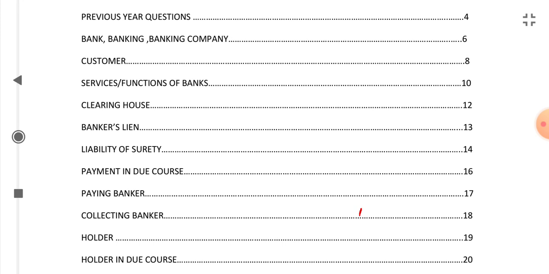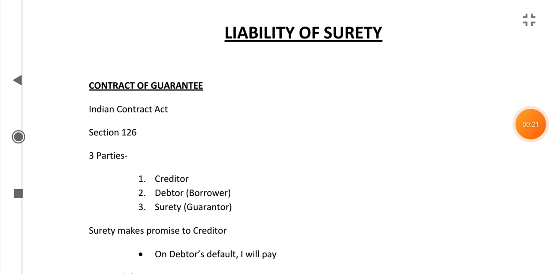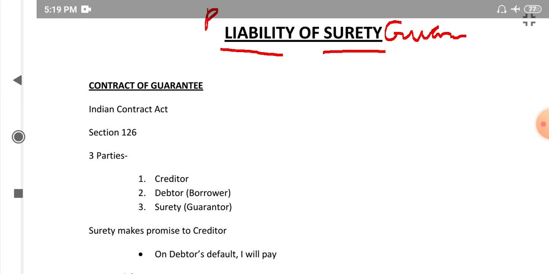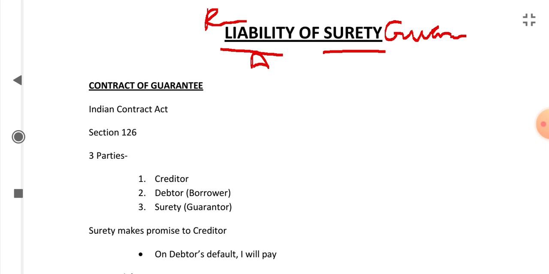Today we will do Liability of Surety, page number 14. Liability of Surety, or you can say guarantor. The liability, responsibility, accountability of surety or guarantor.